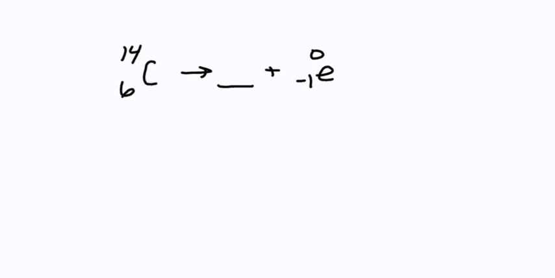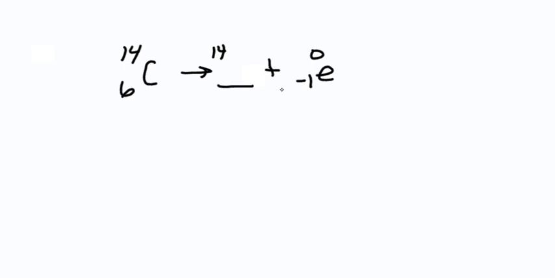Well, the way we balance nuclear reactions is we have to remember that the sum of atomic masses on the top and the sum of atomic numbers on the bottom have to be equal on both sides. So we have 14 on the left side, that's all we got. And over here we've got a 0. So I got to think, what plus 0 gives me 14? Well, that's obviously 14. Now over here I've got a -1 and I've got a 6. So I've got to make this side equal to 6.